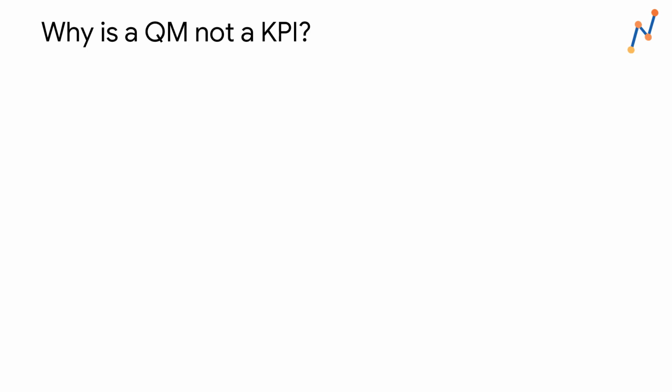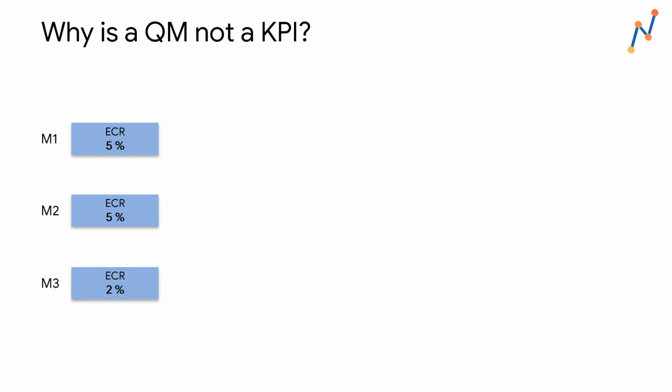To answer this, let's look at the following example. In month 1, we see an e-commerce conversion rate of 5%. In month 2, the e-commerce conversion rate is the same, and in month 3, the e-commerce conversion rate has dropped to 2%. Now, which month was the most successful? And the answer is we cannot tell. Maybe we would tend to say month 1 and 2 were more successful than month 3, but we definitely cannot tell.